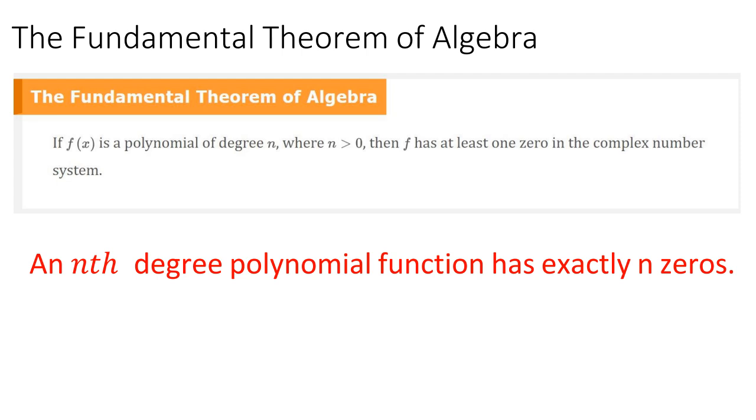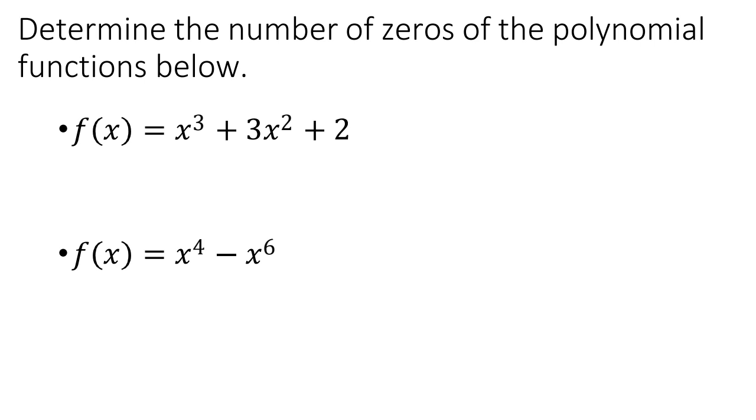To help us find these zeros, let's review this theorem, the fundamental theorem of algebra. It says that if we have a polynomial of degree n, meaning anything larger than 0, we're going to have at least 1 zero in the system, and that zero may be a complex number. So an nth degree polynomial has exactly n zeros. To better understand this, let's look at some examples.